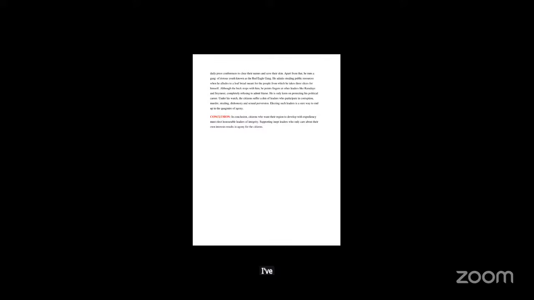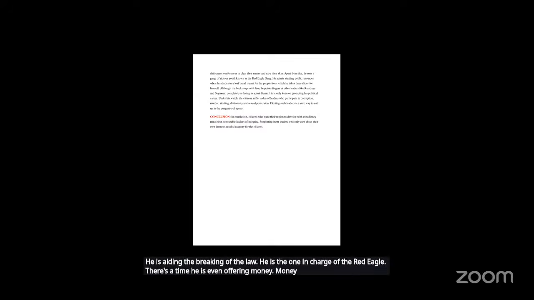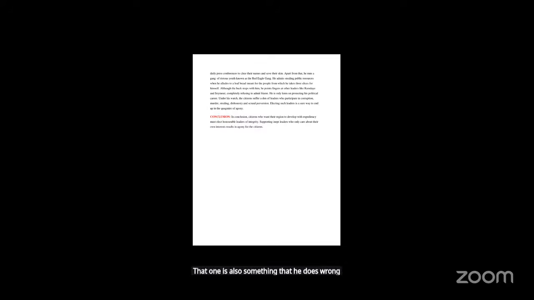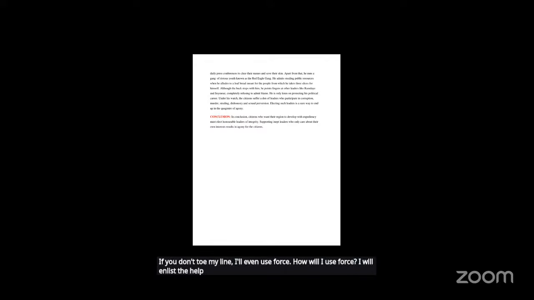I've turned the page. I'm on the last bit of it. How could you forget? Mosi is also a member of an outlawed gang. He is aiding the breaking of the law. He is the one in charge of the Red Eagle. There's a time he is even offering money to pay the black man. If you could remember your details of the book. That one is also something that he does wrong, to always have his way. If you don't toe my line, I'll even use force. How will I use force? I will enlist the help of my outlawed gang, and that is what he will be doing.